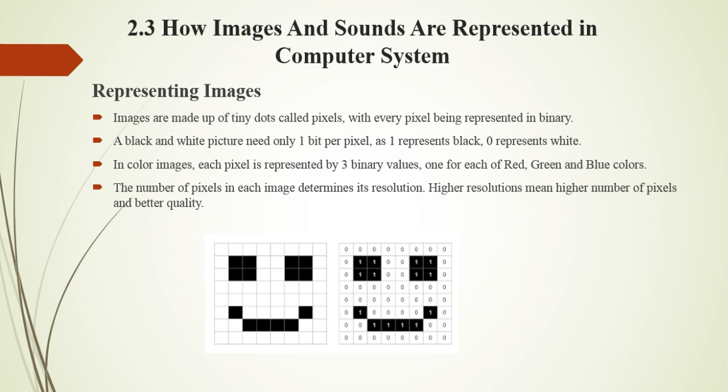Another factor of image representation is color depth, which is the number of bytes that are used to represent each color. If each pixel is represented by 2 bytes, then each pixel can be one of 4 colors, corresponding to 0 0, 0 1, 1 0 or 1 1.